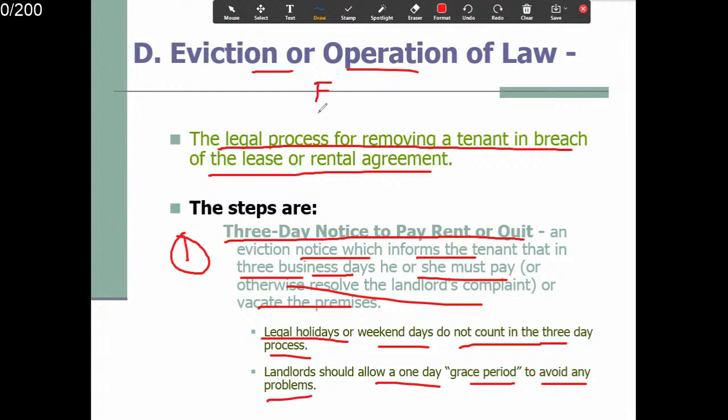Okay, 假日、周末不算在3天里面。Business days only. Okay, so landlord should allow 1 day grace period to avoid any problems. Let's say it's on a Friday. You serve the notice at noontime. Okay, so Saturday, Sunday, and Monday was a holiday. Tuesday, Wednesday, and Thursday. Okay, so Friday is half a day, right? You don't really count it. So you count a full day on Tuesday, Wednesday, Thursday, and then you add another day, Friday. You say by Friday, right? You have to pay or you move out.